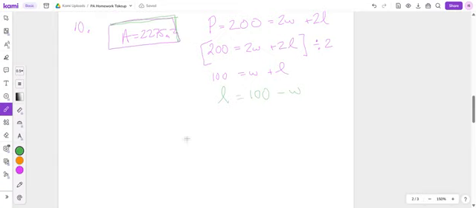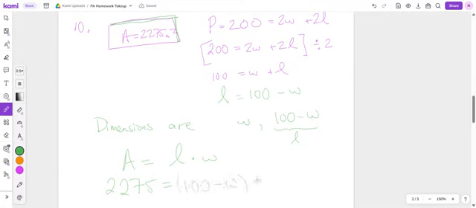So in this case, the dimensions are going to be the width and 100 minus the width. That's my length. So when I say area is length times width, the area is 2275. The length is now represented by 100 minus W, and the width is still W.